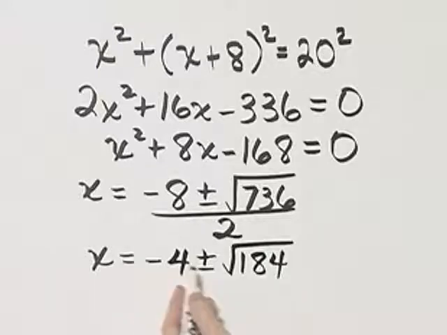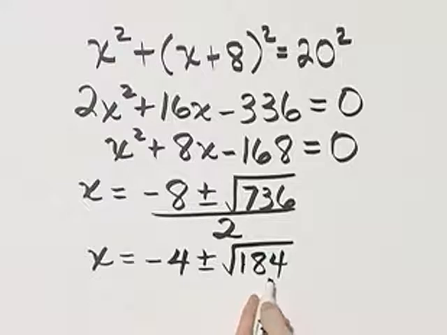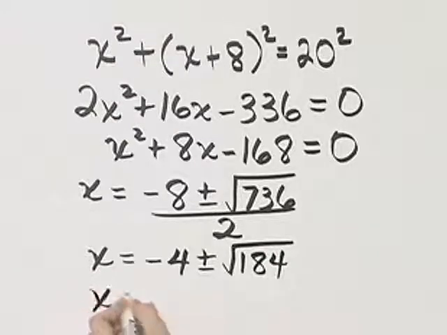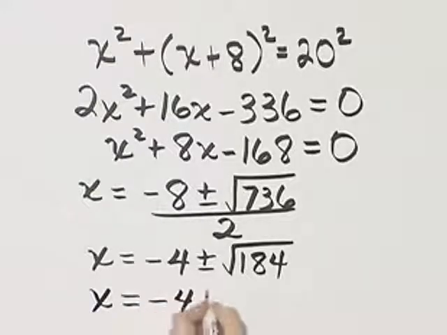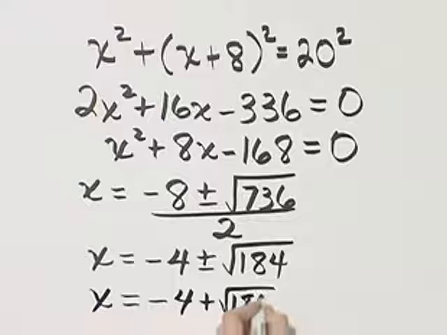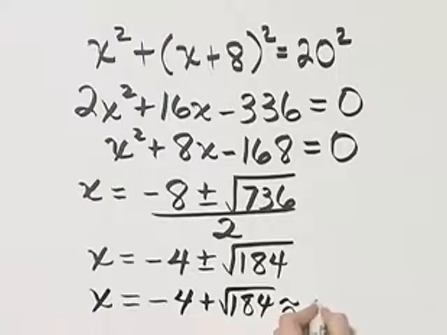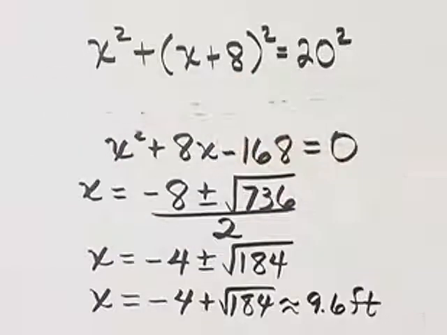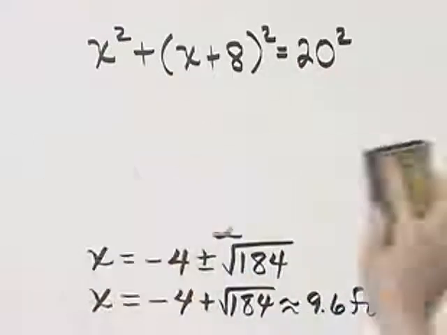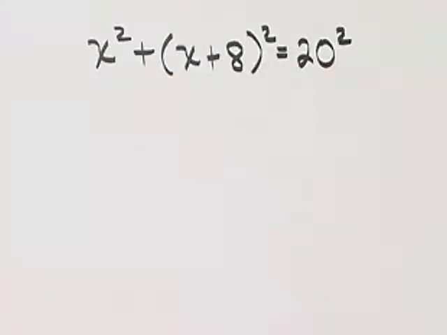Now, negative 4 minus the square root of 184 is a negative number, and remember, x represents the length of the leg, so we do not use that. We will look specifically at negative 4 plus the square root of 184, and that is approximately 9.6, and remember, we're in feet. So let's think a moment about the triangle that was given to you, and remember what x stands for. And x is approximately 9.6 feet.